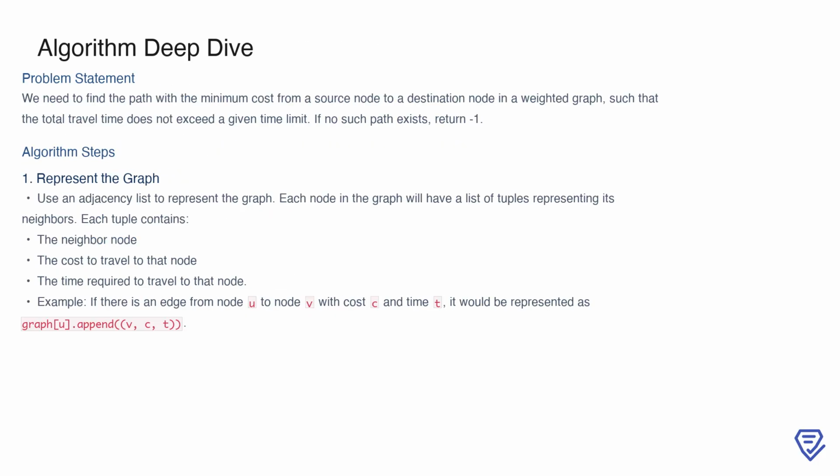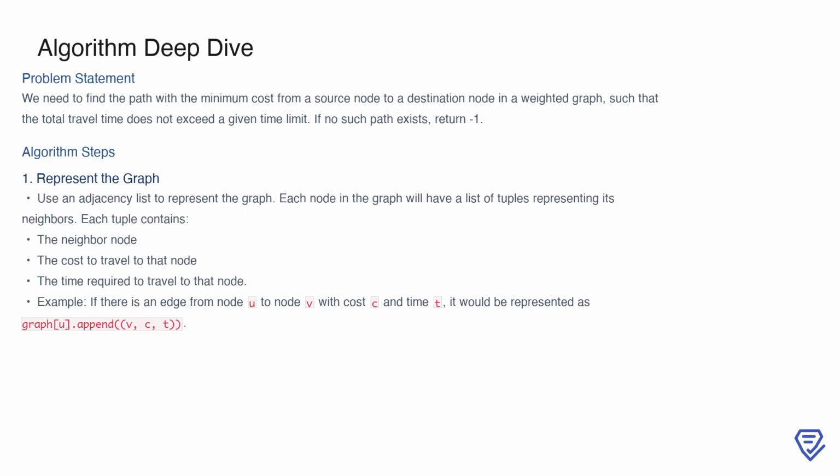In this problem, we are tasked with finding the path from a source node to a destination node in a weighted graph that has the minimum cost, while ensuring that the total travel time doesn't exceed a given time limit. If no such path exists, the solution should return -1. To solve this, the first step is to represent the graph using an adjacency list. This is a compact and efficient way to store graph data.